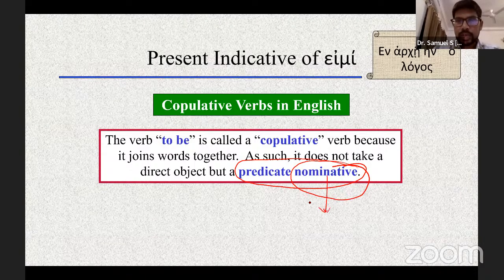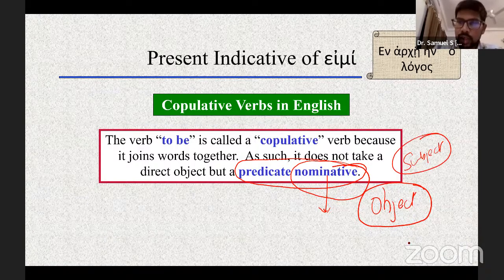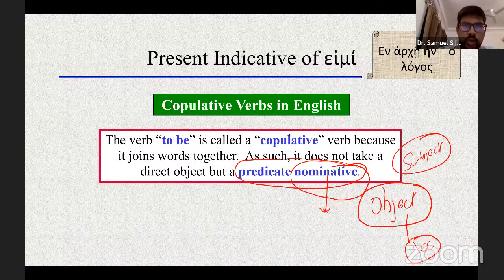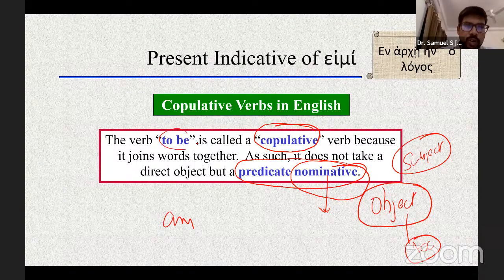But even though it's in the nominative case, it's the object. And maybe right after we do this, I'll show the example from John 1. Usually the nominative case is the subject. The accusative case is the object. But when you see this copulative verb, the to be verb, its direct object is in the nominative case.